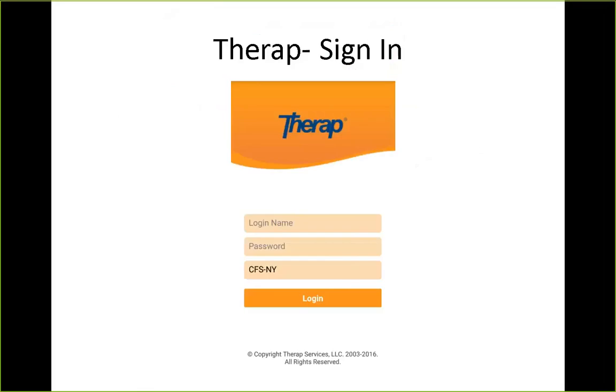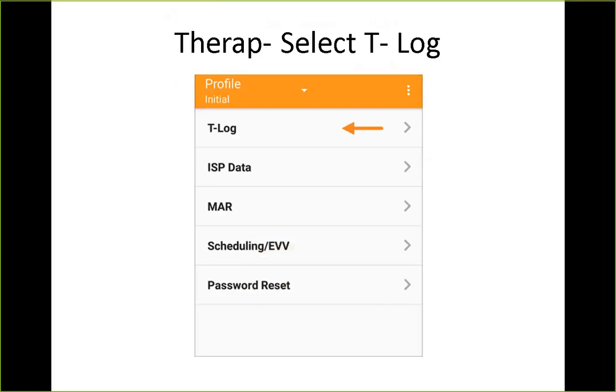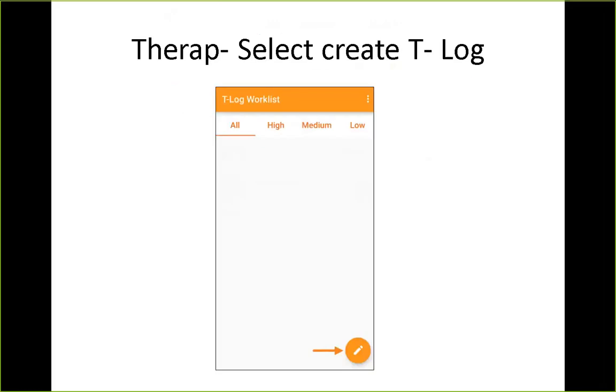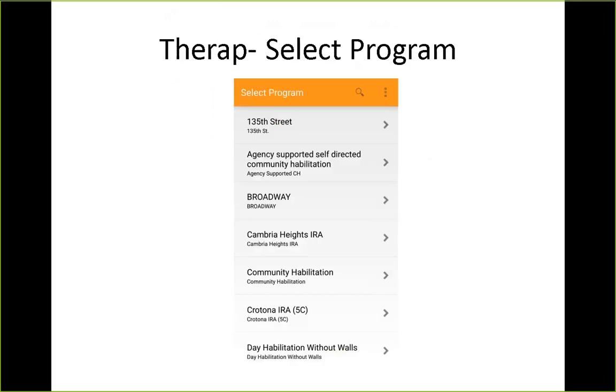Using your mobile device, please sign in. In the main menu, select TLOG. Select the pencil symbol at the bottom. Then select your program, ComHab or DayHab.